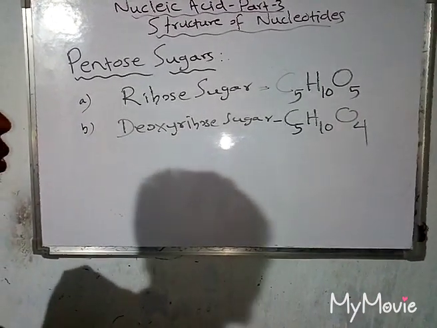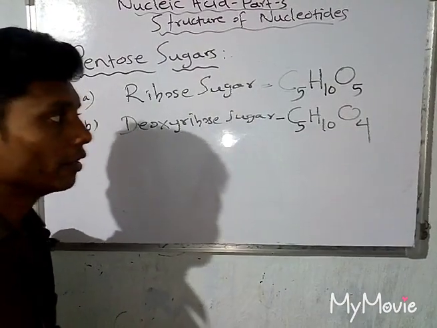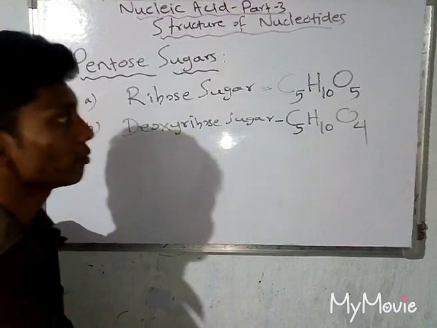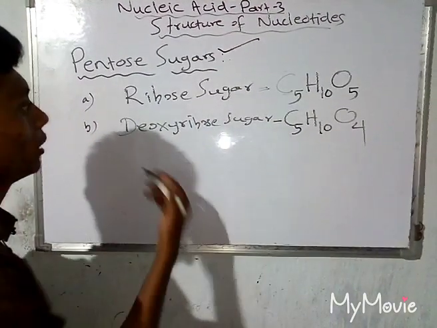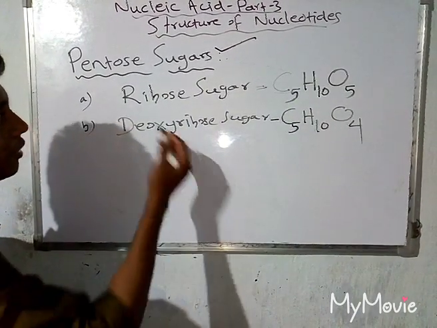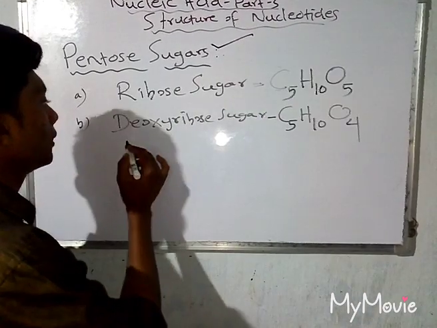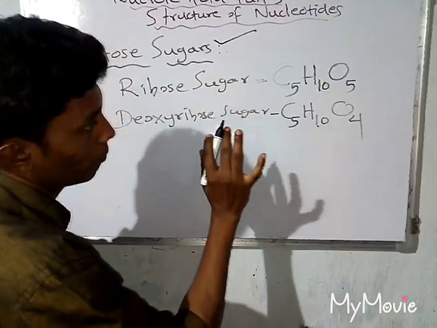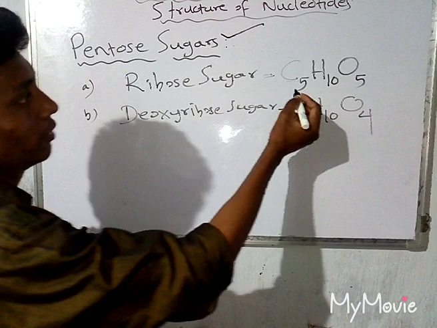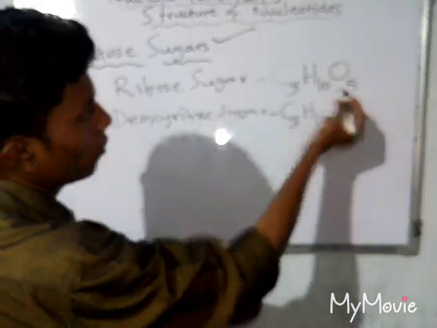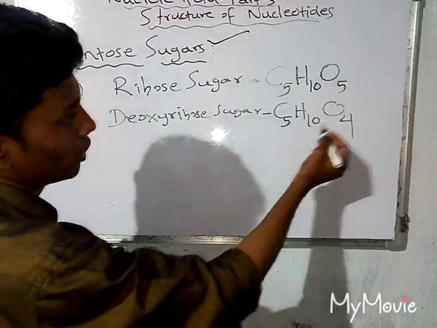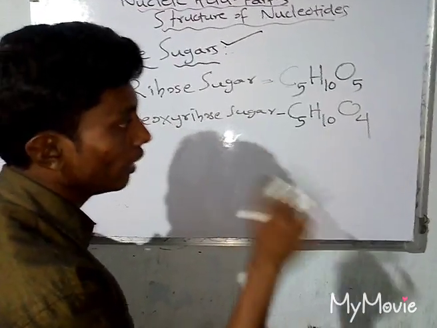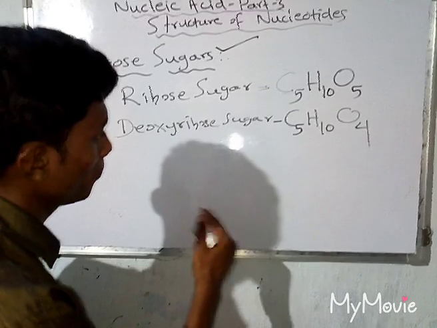The pentose sugars. Why called pentose sugar? Because the sugars have 5 carbon atoms, that is why called the pentose sugars. And two types of sugars are present in nucleic acids, that is ribose sugar, another is deoxyribose sugar. Here the formula for ribose sugar is C5H10O5, whereas deoxyribose sugar has the formula C5H10O4, that is one less oxygen than the ribose sugar.